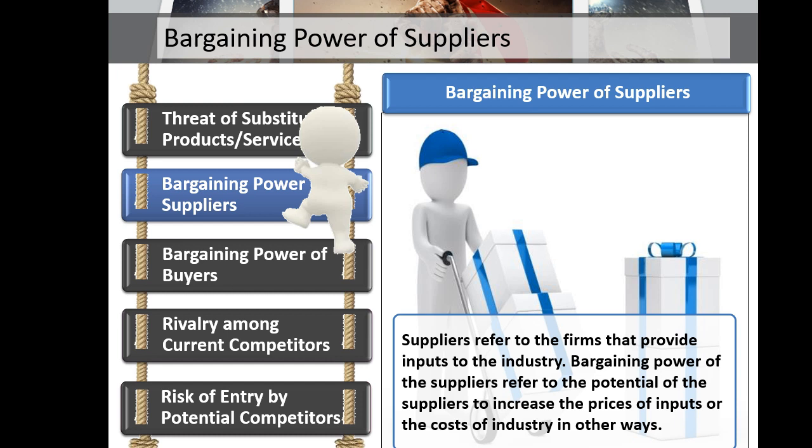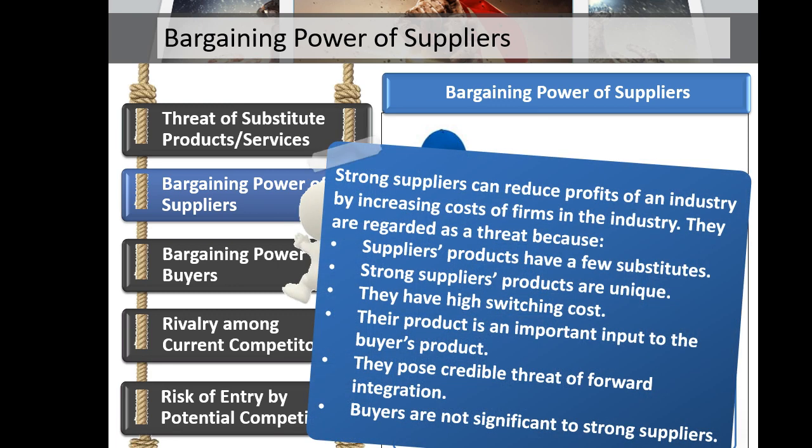So this behavior is very common, and this is one place most companies take leverage on. They tend to get their raw material as cheap as possible in order to minimize cost. A strong supplier can reduce profits of an industry by increasing cost of firms in the industry. They are regarded as a threat because supplier products have few substitutes. Strong suppliers' products are unique. They have high switching costs. Their product is an important input to the buyer's product. They pose credible threats of forward integration. Buyers are not significant to strong suppliers.